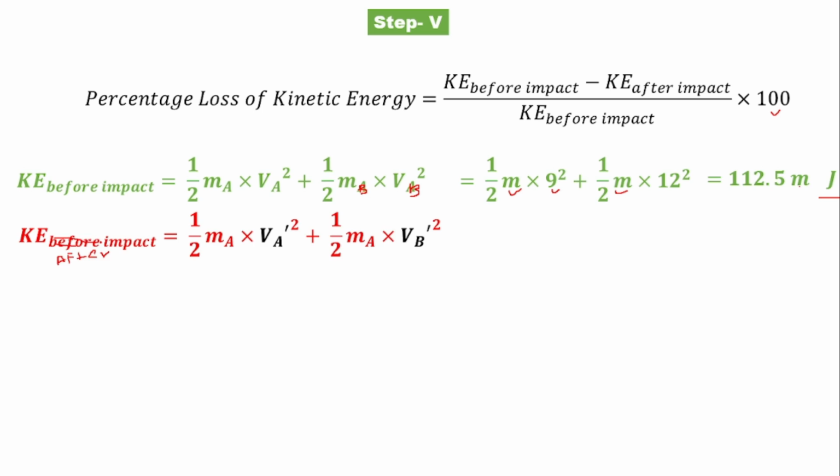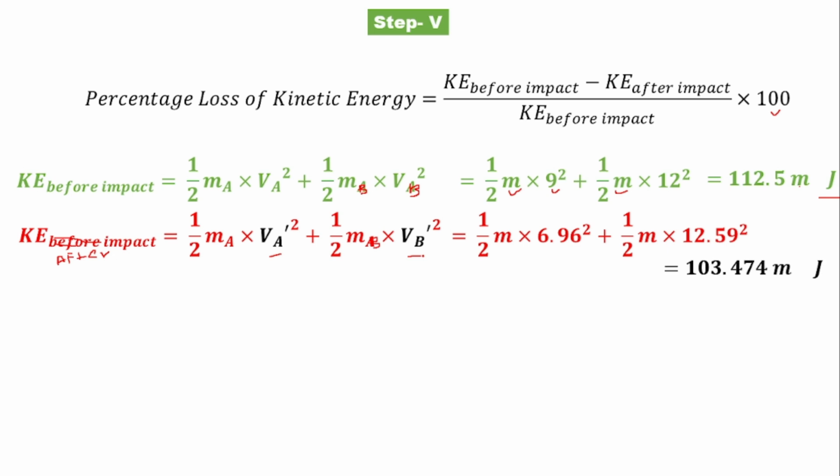Kinetic energy after impact is equal to half ma va dash square plus half mb vb dash square. So you have to consider that here. Va dash and Vb dash are the velocities after impact. So it is equal to half into mass into 6.96 square plus half into m into 12.59 square. So the answer is 103.474 m. The unit is joule.